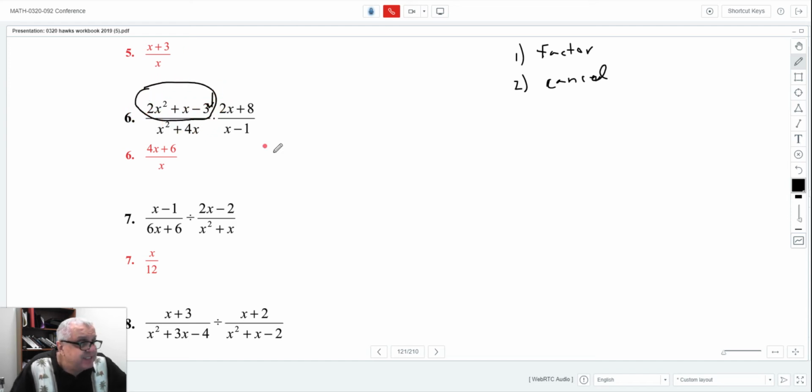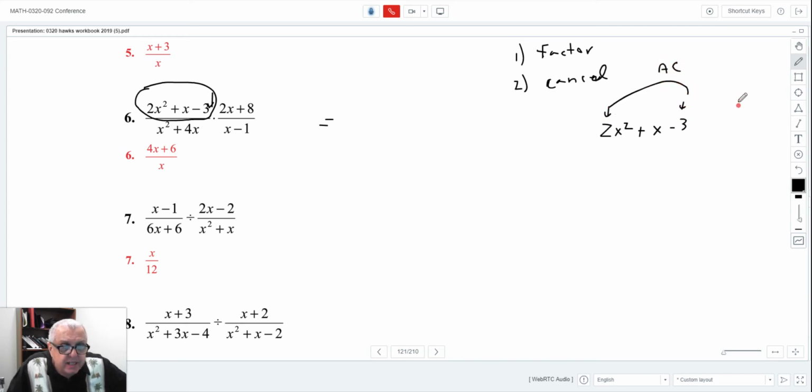You might have to use the AC method to factor that. I'll do one. Let me do this AC method to factor this: 2x squared plus x minus 3. You can use the AC method or trial and error, whatever you take. The AC method, this is A and this is C, 2 times 3 is 6. Find all the pairs that multiply together to get 6. 1 times 6 and 2 times 3.